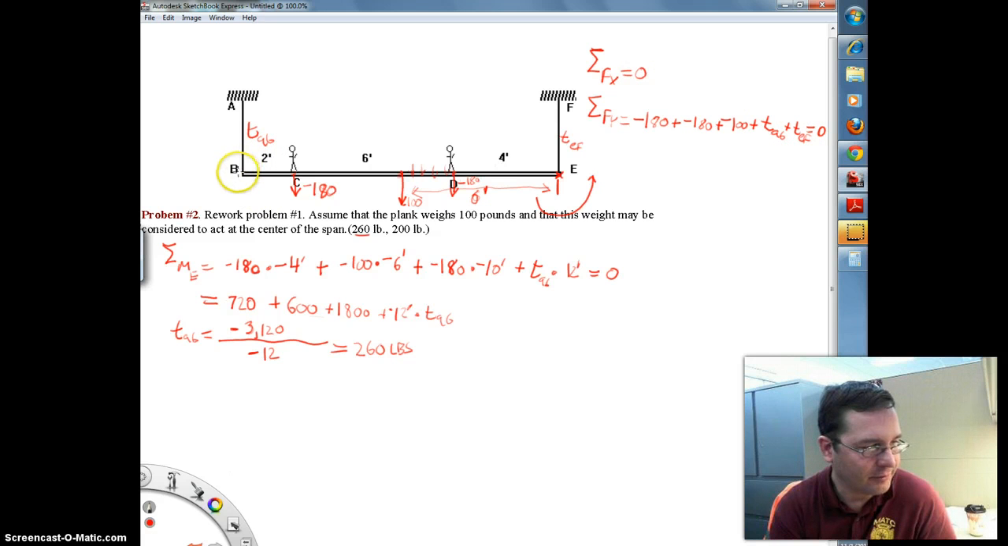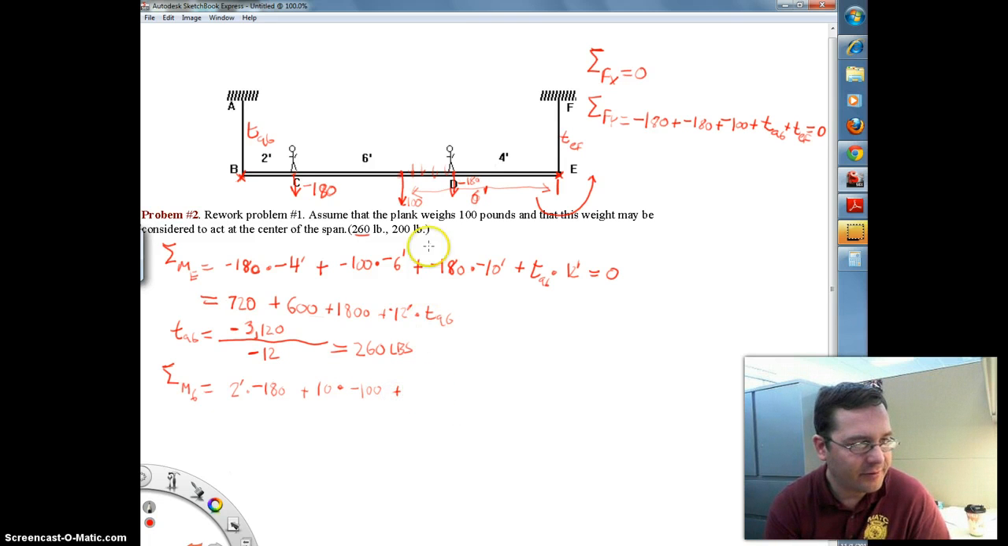Just to verify that, we could rerun the calculation, now making point B the fulcrum. So we look at the sum of the moments about point B. Now in this case, positive 2 feet times negative 180 plus positive 10 feet times negative 100 plus positive, let's see, where is this person D? 8 feet.